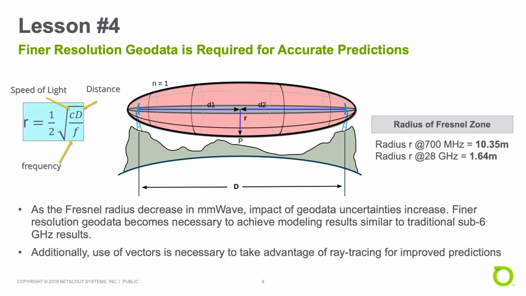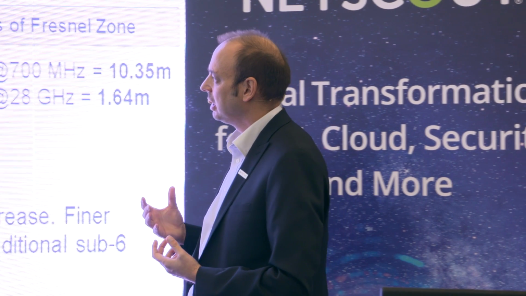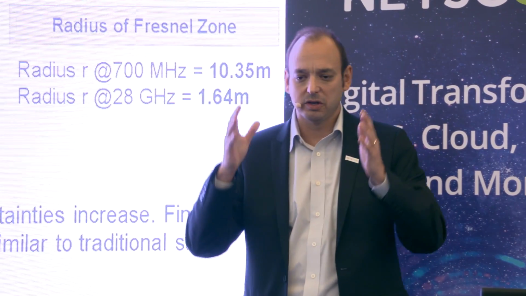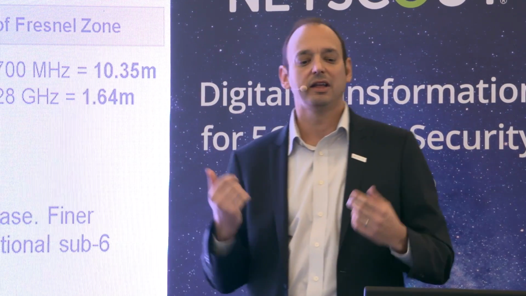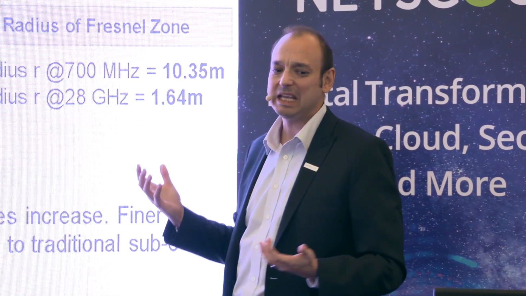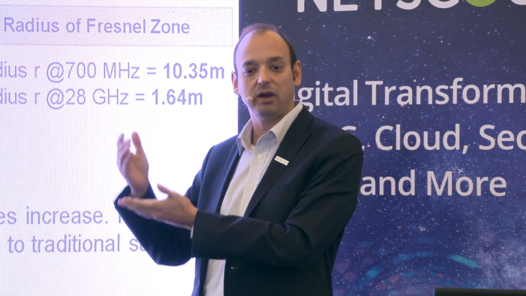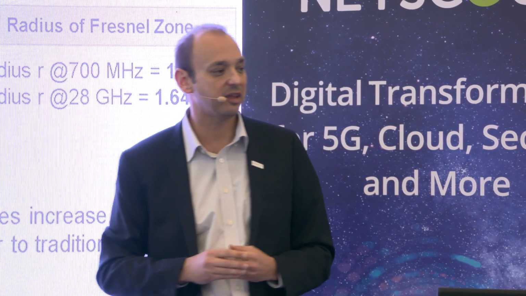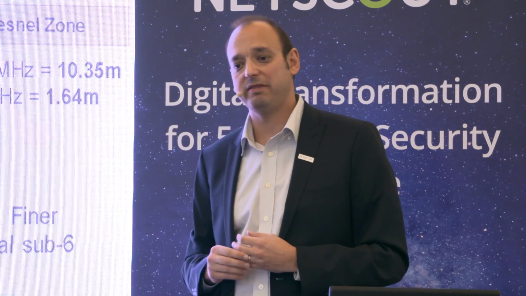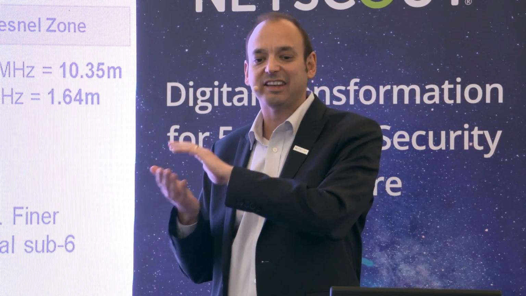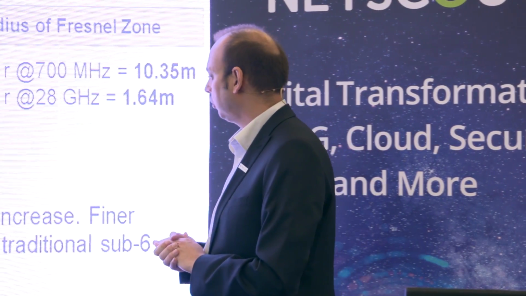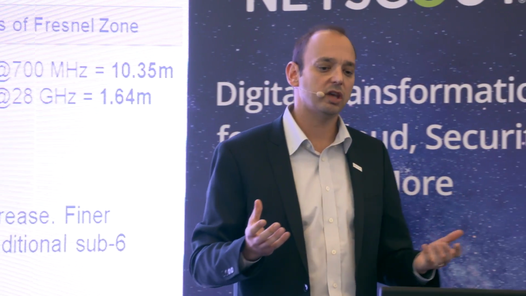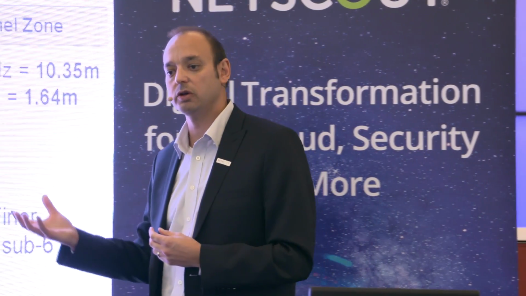And as a result of that, the uncertainties in the geodata have a large impact. Because before, if you had plus or minus 1 meter accuracy, it did not really mean much as far as blocking this Fresnel zone, which is 10 meters in thickness. But in millimeter wave cases, that could entirely block the Fresnel zone. So it's very significant. And also a recommendation when you're looking for geodata: look for finer resolution geodata.